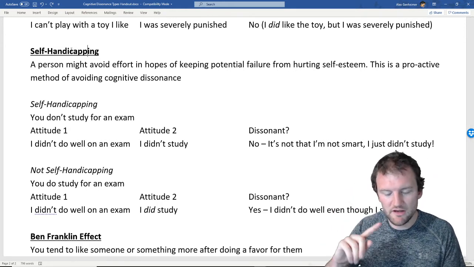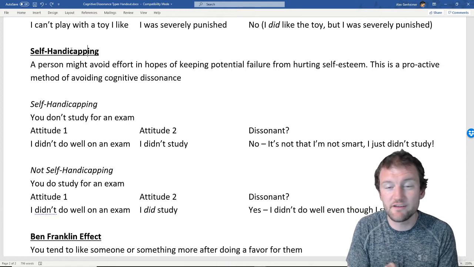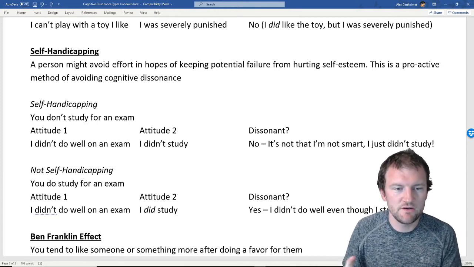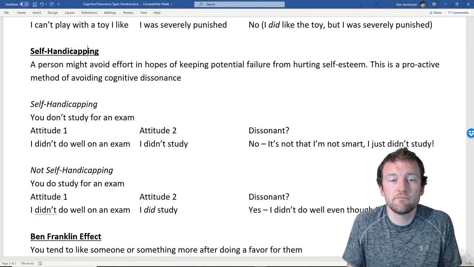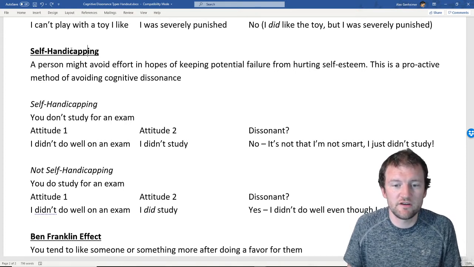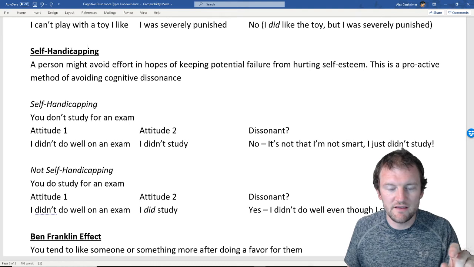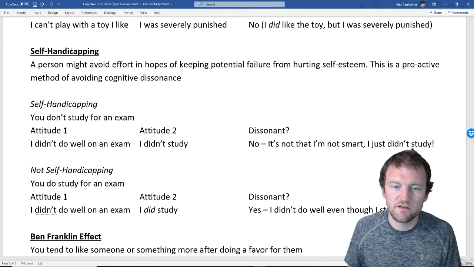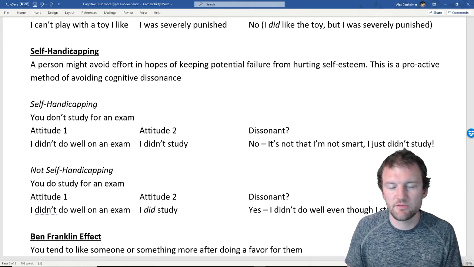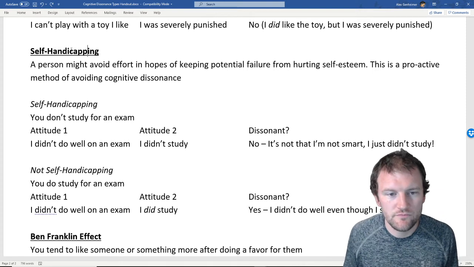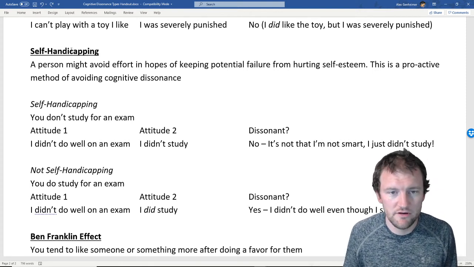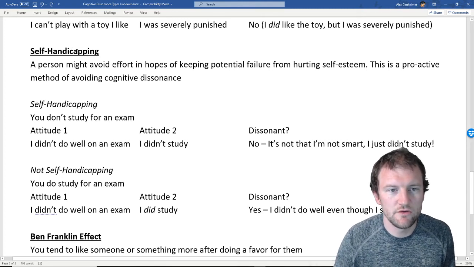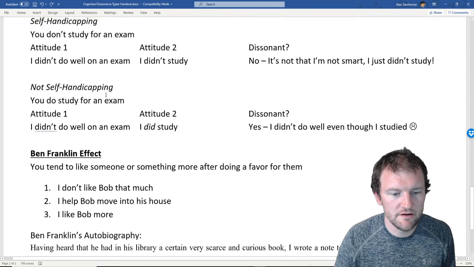If you only take the test once and you don't study for it, and then you get a bad score, you say, I didn't try. And so that is no longer dissonant. You can hold that you got a bad score and you're still smart because of the explanation of I didn't try. And so you no longer have to think that you're not smart. Because if you didn't try, then you can't really fail.